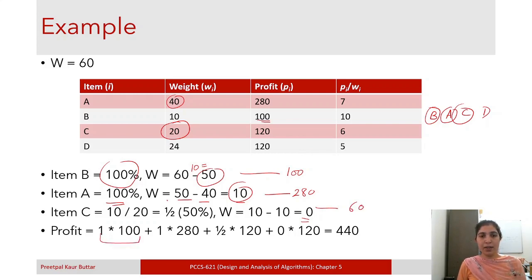1 into 100, that means we are picking 100% of item 1, and 1 into 280, and then half into 120, right? And for item D we are not picking it, so 0 into 120. So 440 is the total profit.